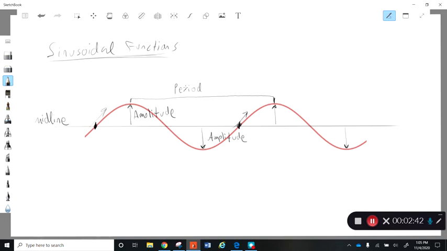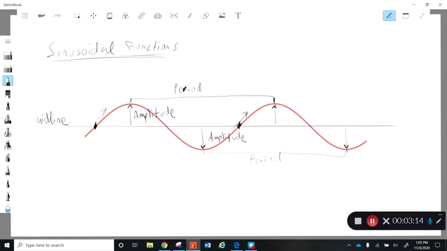I mentioned period in the last video, how sine and cosine have a period of 2 pi units, because it takes one full lap around the circle for everything to start repeating. So there you go. Period is the distance between peaks, or alternatively also the distance between minimum valleys here. That's also. So there we go. We've got amplitude, we've got midline, we've got period, and then there's one more piece of information.